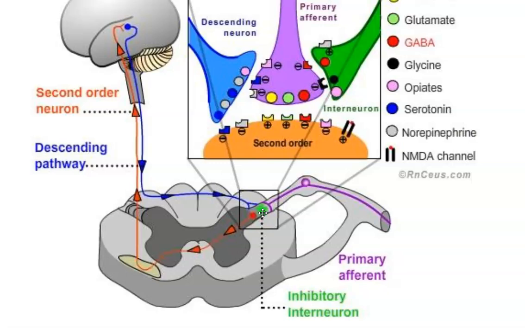And what it is also able to do is inhibit this second order neuron here. And it's doing that by releasing GABA to inhibit here, glycine to inhibit here, and opiates really to inhibit both here and here. So it's mainly preventing the release from that primary afferent neuron. So two ways to inhibit that pain signal already built in naturally for us.